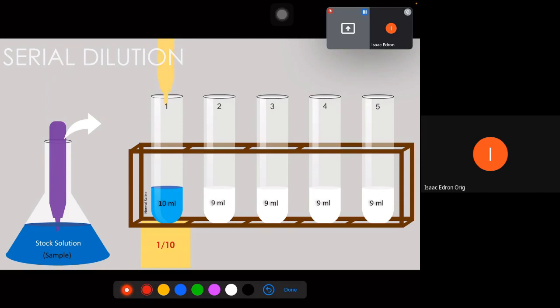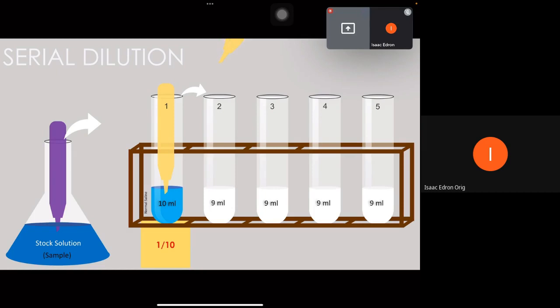Tapos 1 ml plus 9 ml equals 10 ml. So ang dilution niya is 1/10, di ba? Tapos kapag serial dilution kasi, yung na dilute mo sa tube 1, yun na naman yung kukunan mo ng aliquote or ng sample na ilalagay mo sa tube number 2. Okay, so kukuha ka sa tube number 1. Then i-add mo sa tube number 2, 1 ml from tube 1, add sa tube number 2.